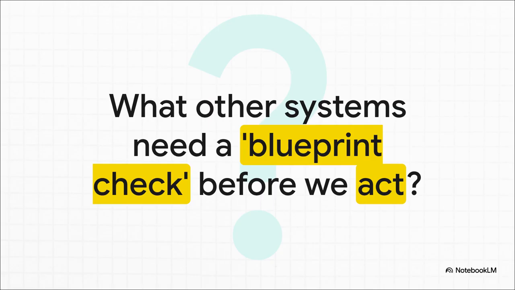And it really makes you wonder, right? What other huge complex systems out there, maybe in our economy or with the environment, maybe even in our own lives, could benefit from this kind of blueprint check? What could we solve if we just stopped first and asked, do we even have enough information to solve this?